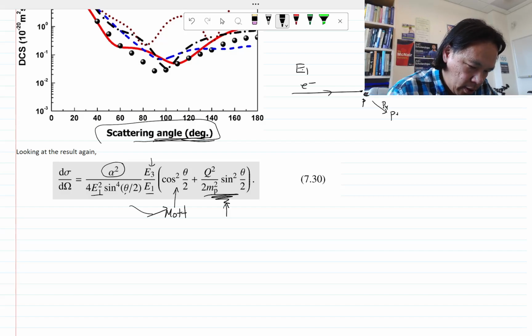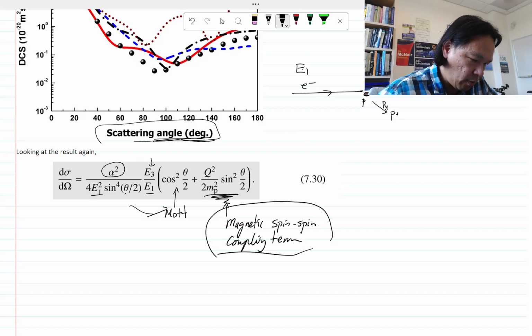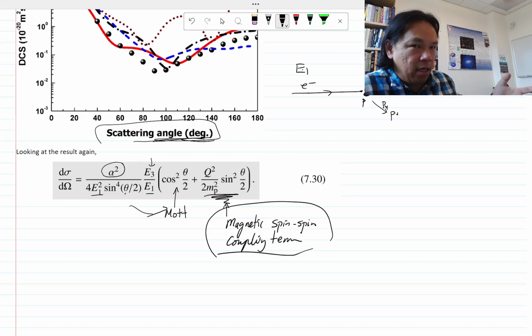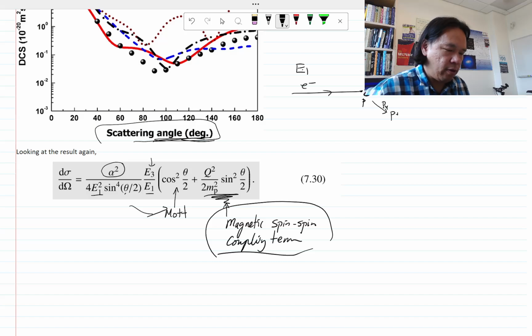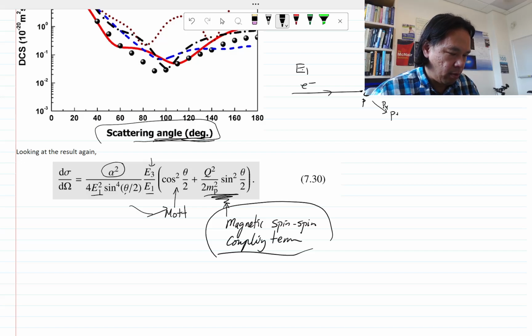This is actually the magnetic spin coupling term. And we're going to see how we can break this differential cross-section up into its magnetic component and its charge component, which is just the pure electric field effect. So you have this magnetic force and then you have this electric force. That's going to be part of this equation, which is going to be the next section when we do the Rosenbluth formula.